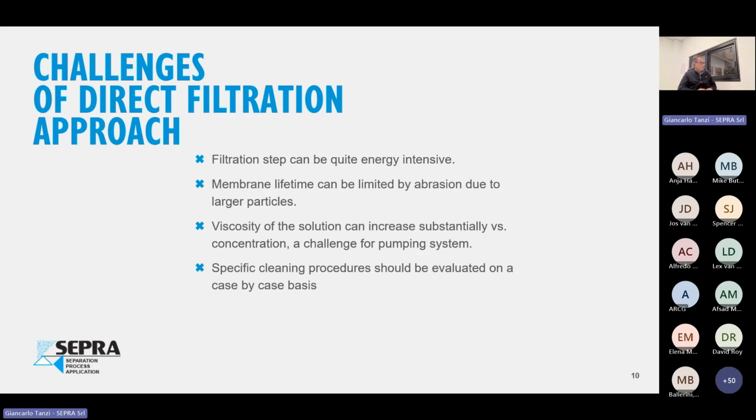And second, the hydraulic behavior of the solution is quite strange. They tend to be similar to water at low concentration, but quickly they will show a non-Newtonian behavior in terms of viscosity, pumping, and so on. So the pumping system may be quite critical.